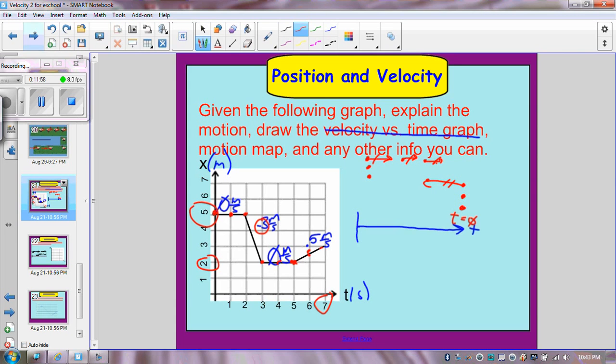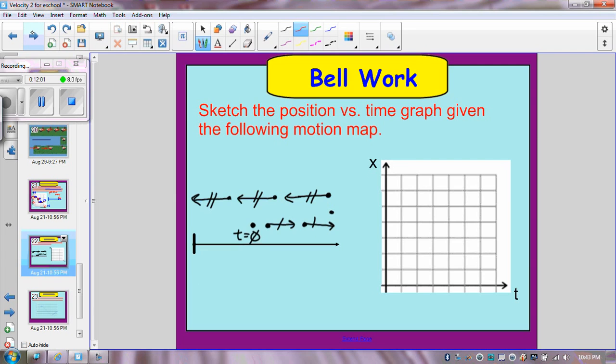Alright, let's look at another example. In this case, we're given the motion map. We now want to sketch the position versus time graph based off of this information. So, the position is in meters, the time is in seconds, and let's look at what's going on here. It looks like we're starting right here because that's where my t equals 0 is. The original dot is not at the origin, so we know we're starting away from the origin, maybe somewhere up here.